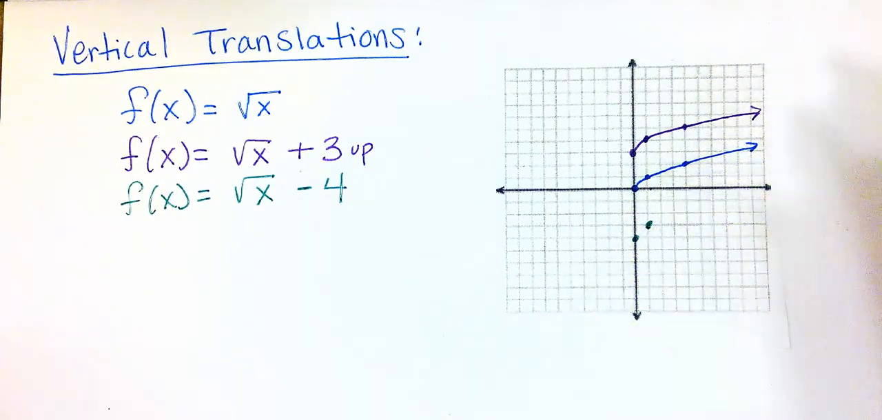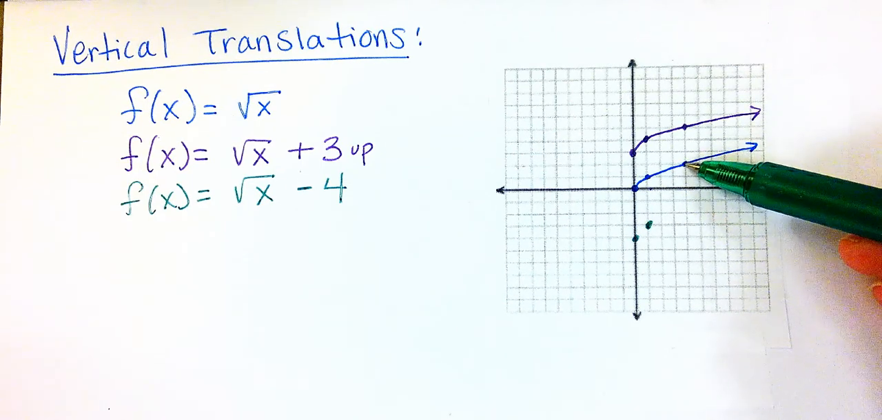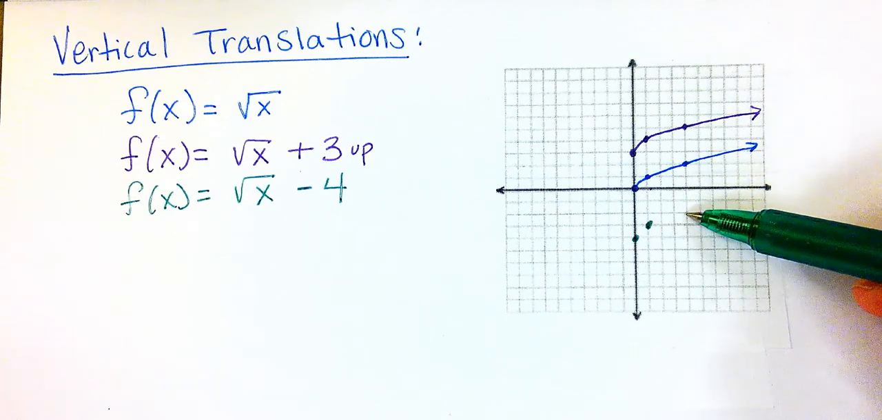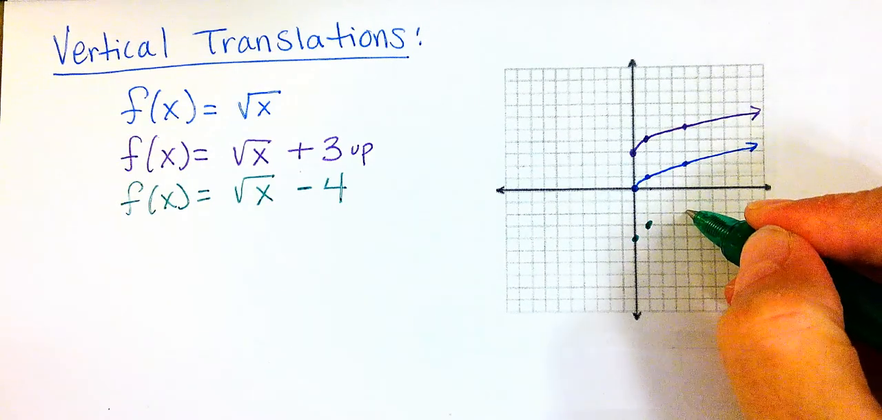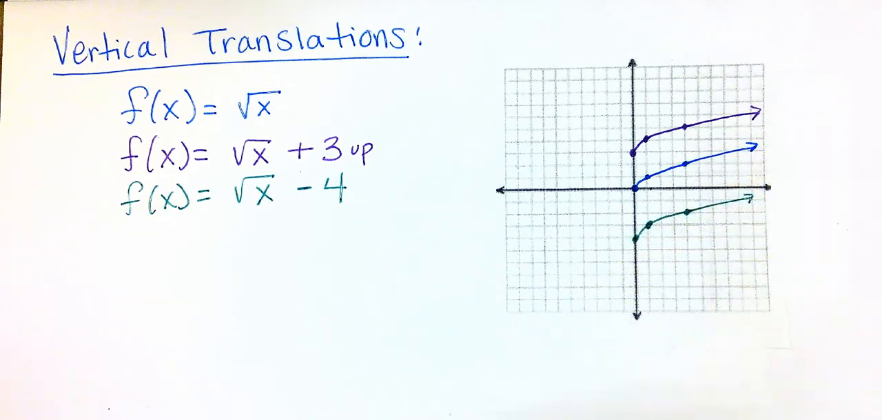And then 4, the square root of 4 is 2. That's how we got here. But now I'm moving it down 4. 1, 2, 3, 4. So 2 minus 4 gives us negative 2. And that's what happens to the function there.